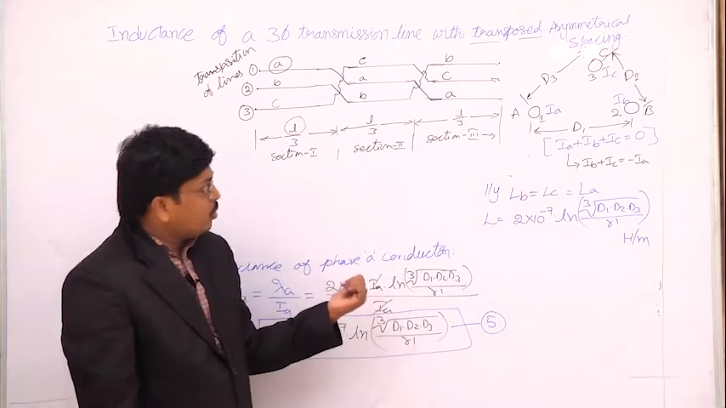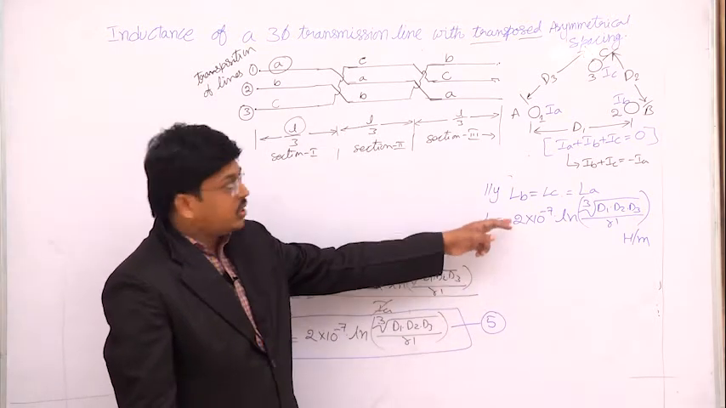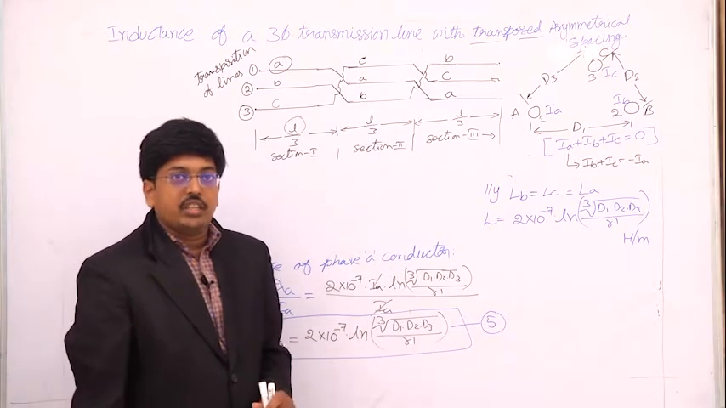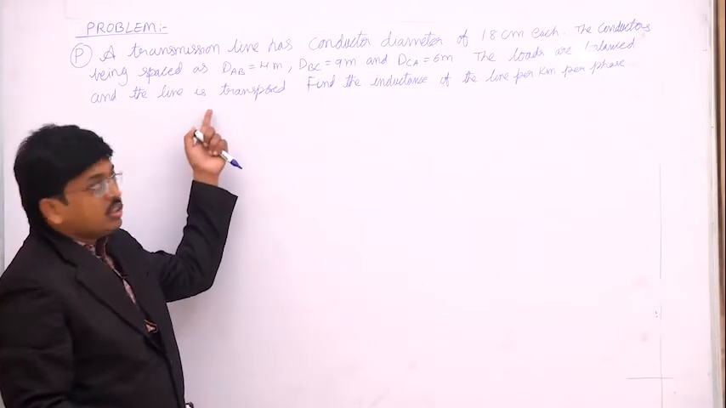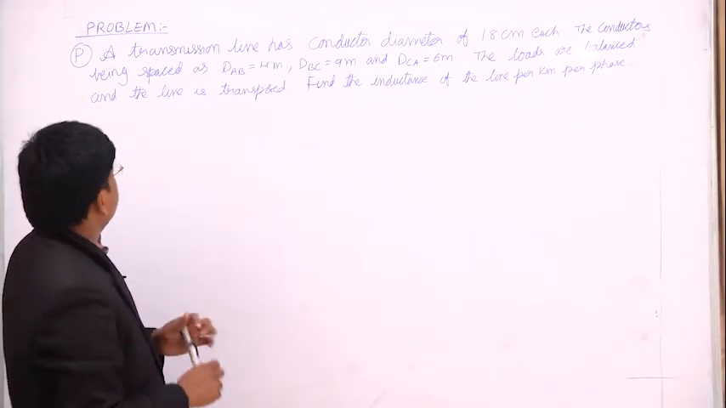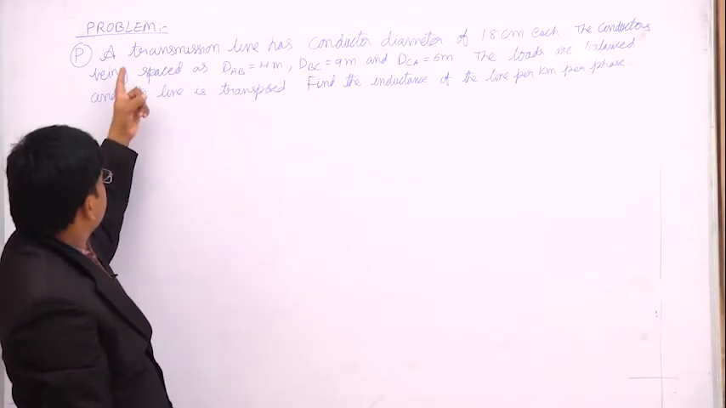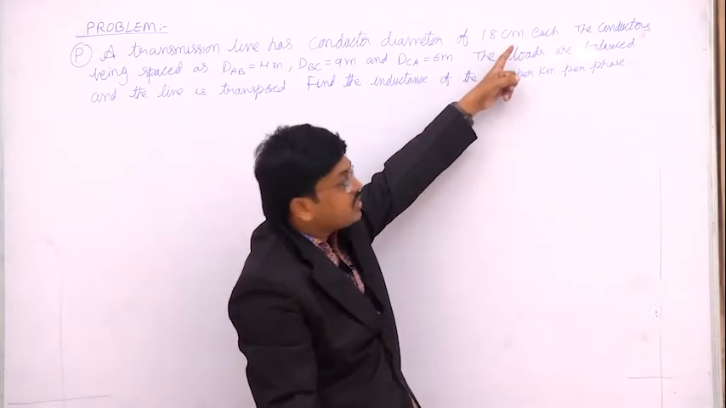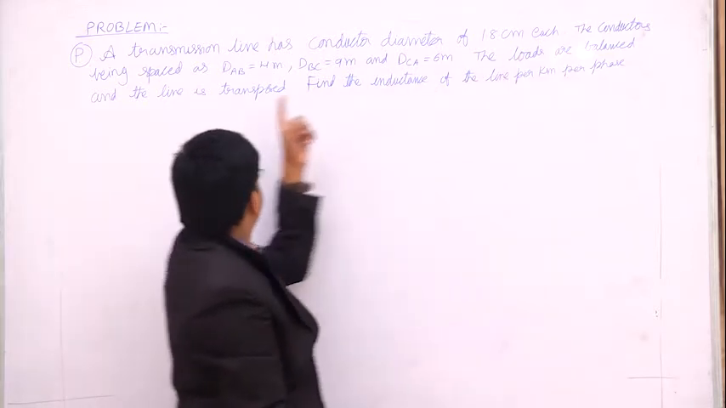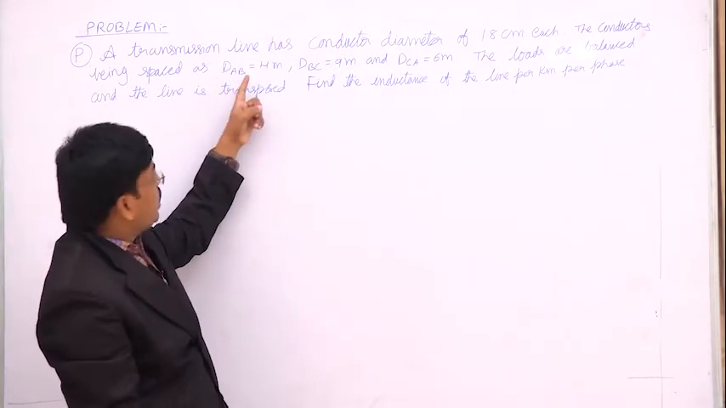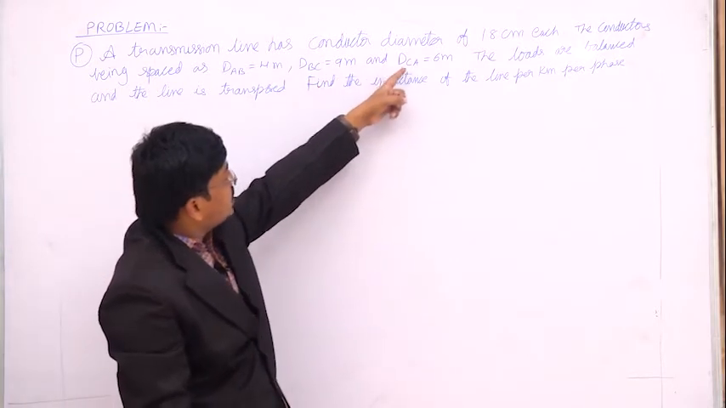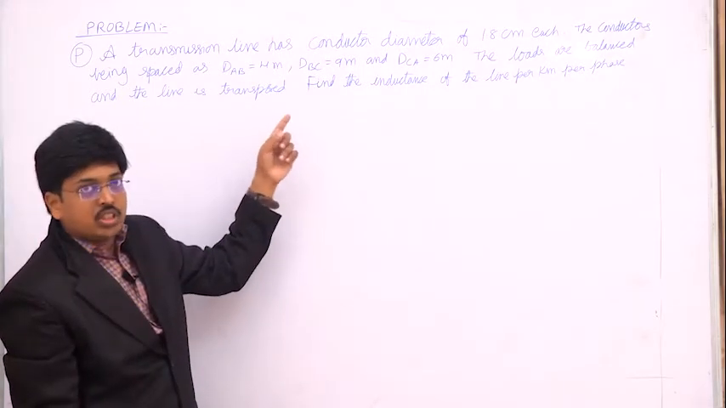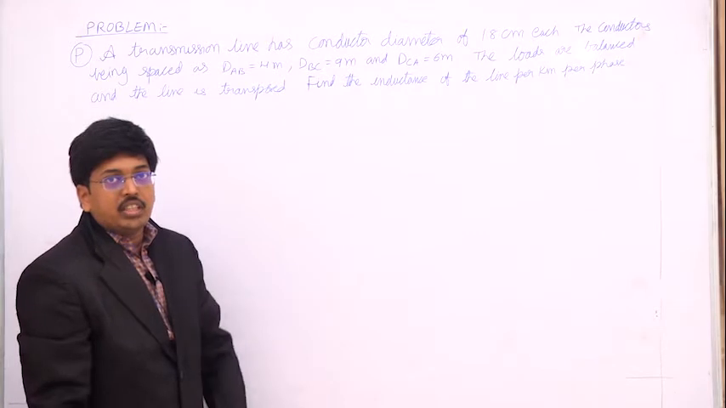Now we move on to the problem on asymmetrical spacing with transposition of a three-phase transmission line. Let us read out this question. A transmission line has a conductor diameter of 1.8 cm each. The conductors are spaced as DAB equal to 4 meters, DBC equal to 9 meters, and DCA equal to 6 meters. The loads are balanced and the line is transposed. Find the inductance of the line per kilometer per phase.